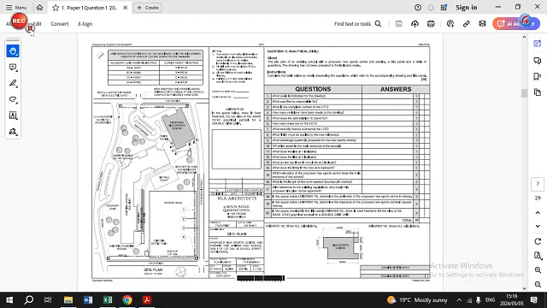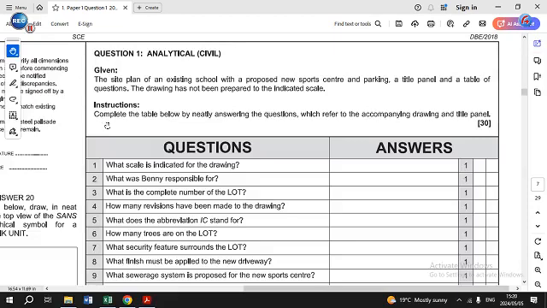Grade 12s, we are looking at an analytical civil question 1 of paper 1, and we're going to zoom in and look at the instructions. So here we have a site plan of an existing school with a proposed new sports center and parking, the title panel and a table of questions. The drawing has not been prepared to the indicated scale.